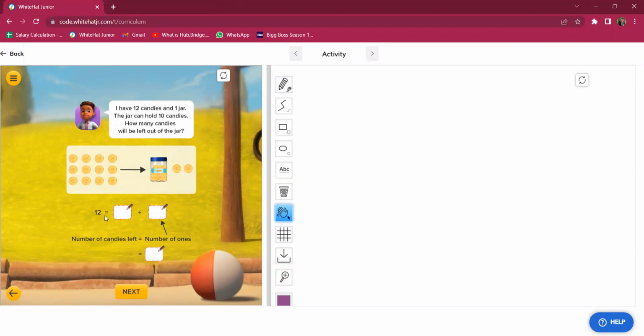Okay, so you can see they have given that it can only hold 12. We know that 10 plus 2 will make 12. So how many will be left? That is the number of ones, because it can only hold 10 candies. So 2 will be left. Okay, so you can write like this. Check your answer and go to the next question.